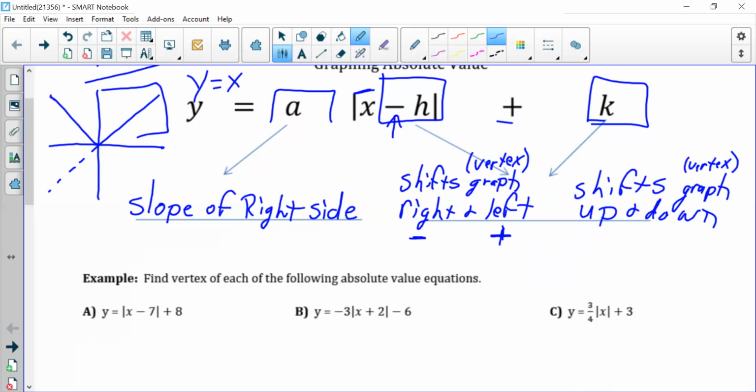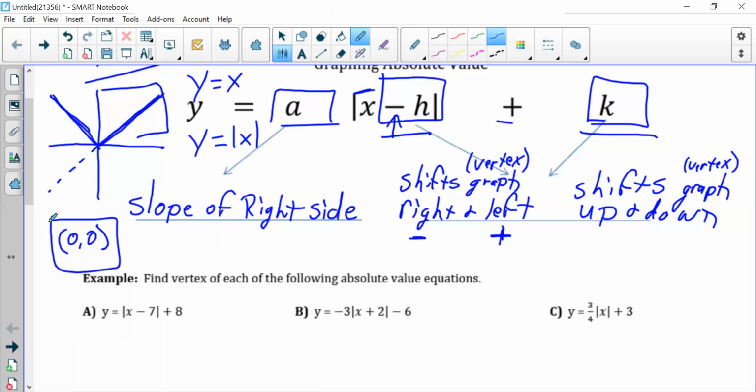So absolute value graphs are going to be a V, and this is why we talk about the slope of the right-hand side being this A part right here. So it is this slope, and then we mirror it on the opposite side. When we're talking about our vertex, the vertex of the parent function, which would be y equals the absolute value of x, the vertex would be at 0, 0. So when we're talking about shifting the graph, shifting the vertex because of our h and our k, we're shifting it from 0, 0, from the origin.